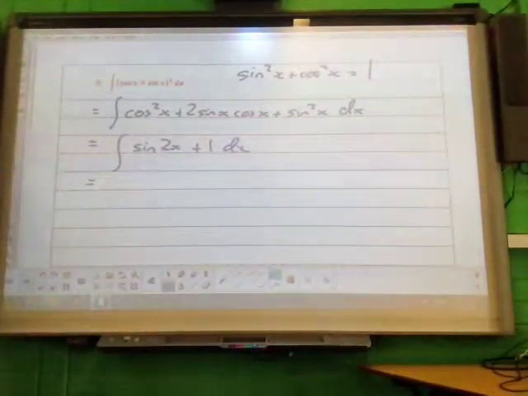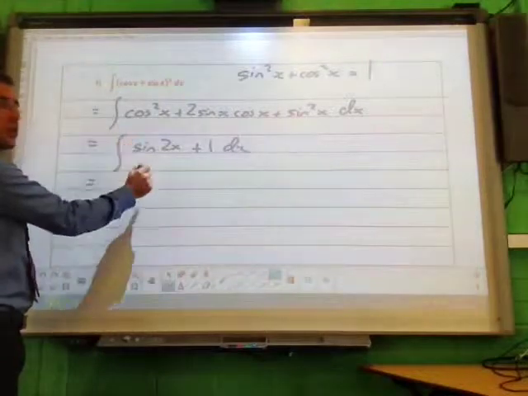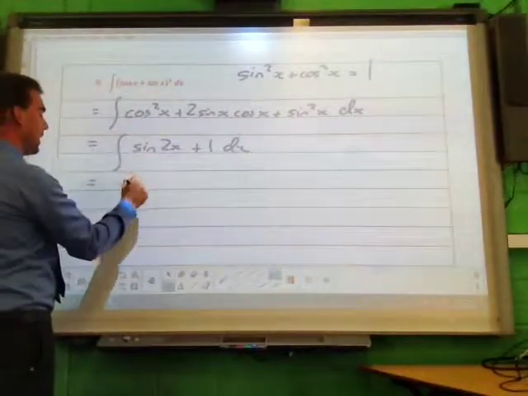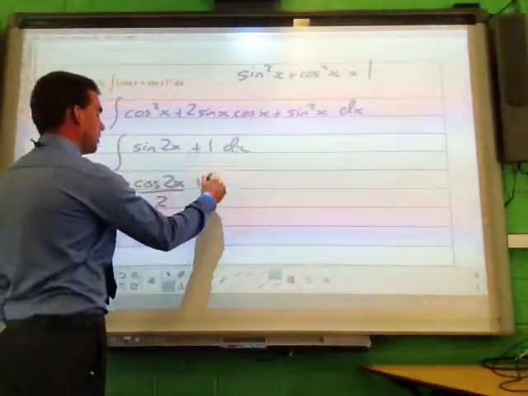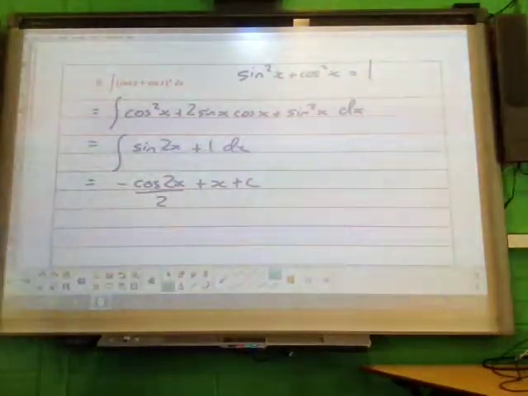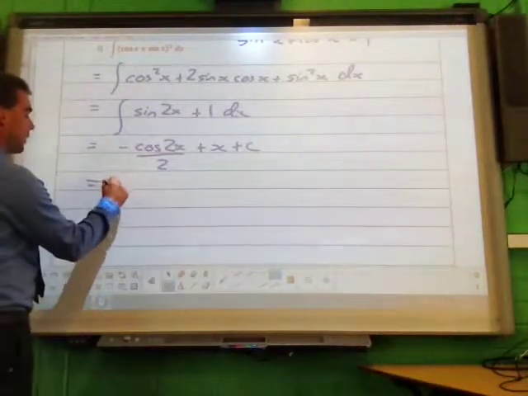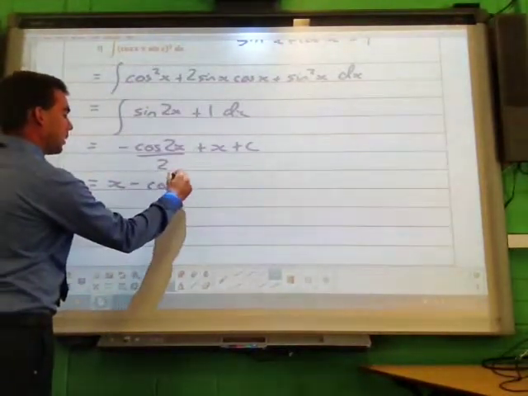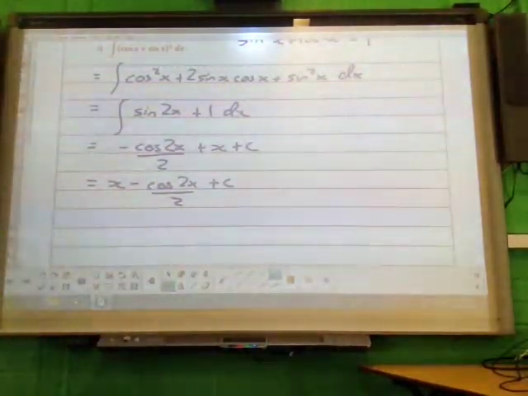Okay, this one I don't have to make any more substitution because I've got sine of 2x, not sine squared of x, plus 1. So when you differentiate sine you get cos, and when you integrate cos you get sine, so when you integrate sine you're going to get negative. And if you're really fancy about the negative sign at the front, just swap it around. It's embarrassing. I know.